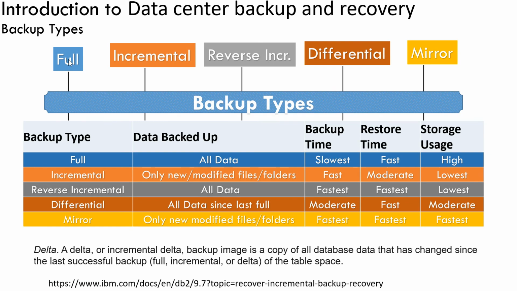Okay, this is a very critical topic, the backup types. You have full backup, incremental, reverse incremental, differential, and mirror. Each type of backup has some features and some drawbacks. For example, if you have full backup, you will back up all your data, all your virtual machines. The backup time is slowest, but the restore time is fast. But the disadvantage here is taking too much storage. Incremental backup takes the lowest storage, the restoration time is moderate, and the backup time is fast.